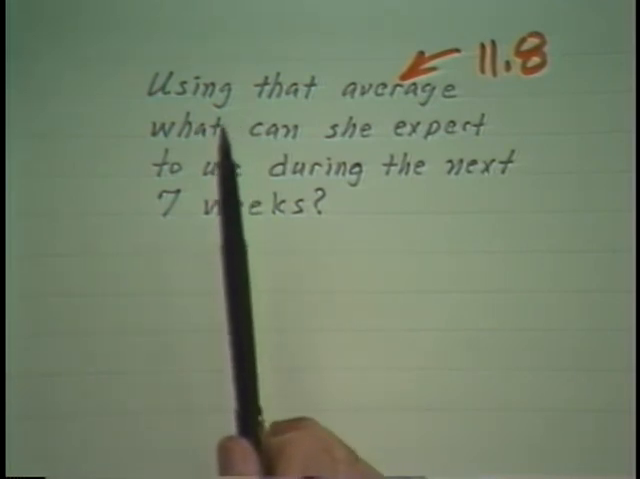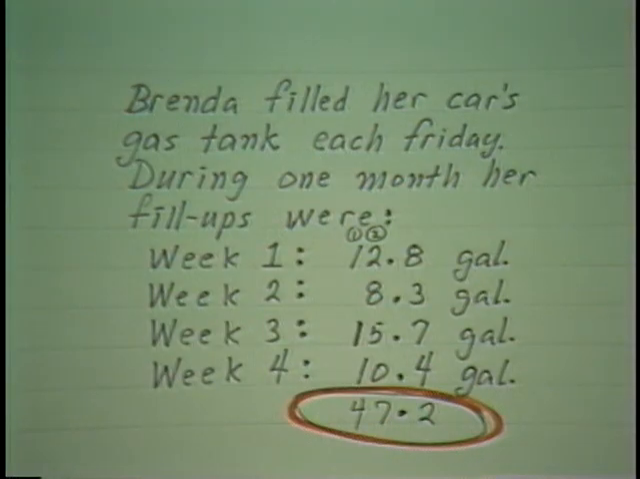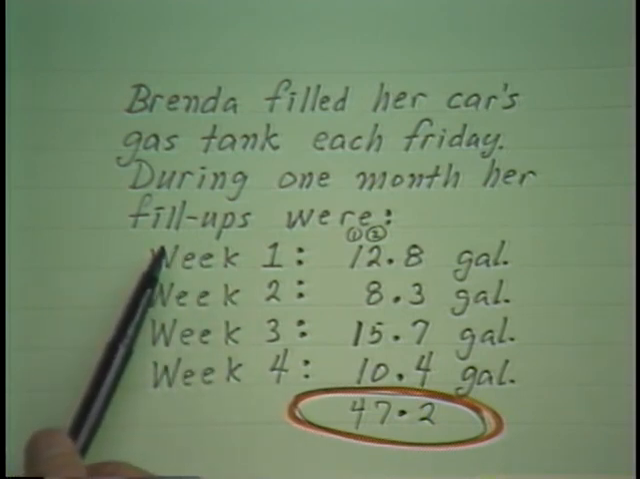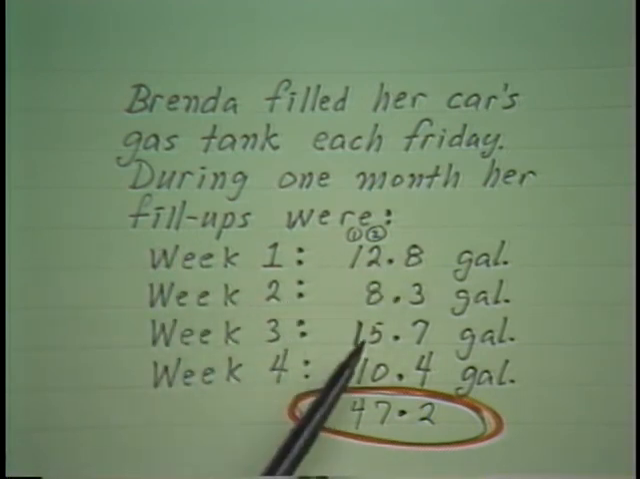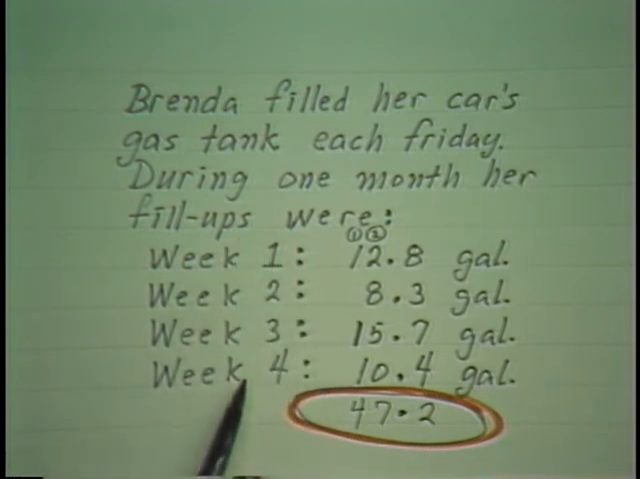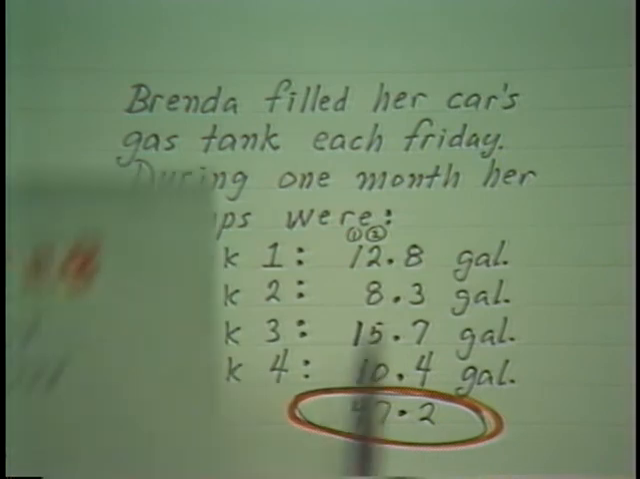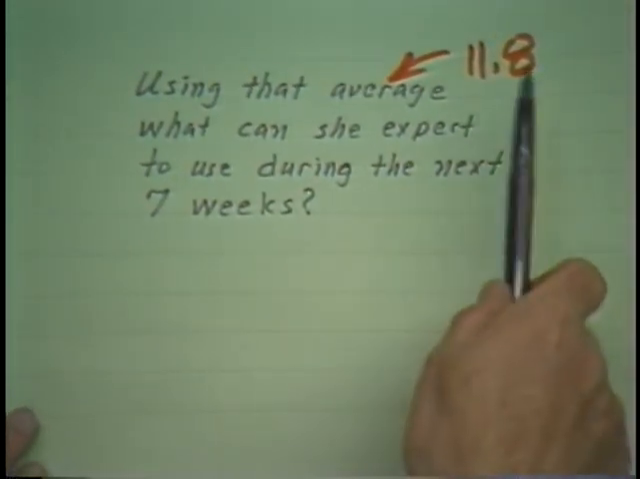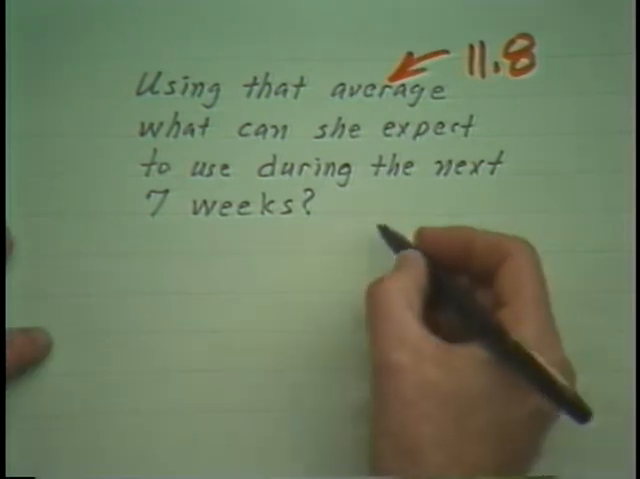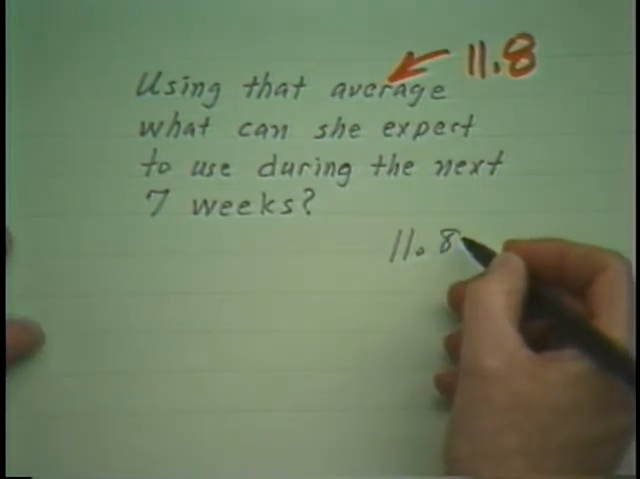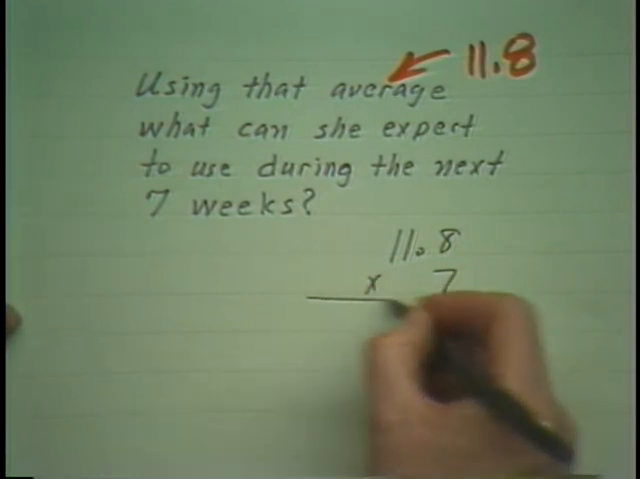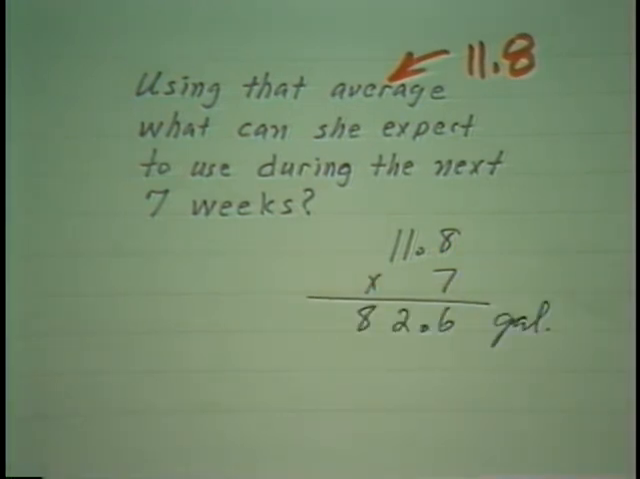So rather than saying, well, we'll take 7 times this week, or 7 times this week, or 7 times this week, now see, all of these numbers are different, so we have to ask what number is best to represent all of these weeks. And of course that number is the average. So we'll multiply the average by the number of weeks we're concerned with, and we'll get a total of 82.6 gallons.